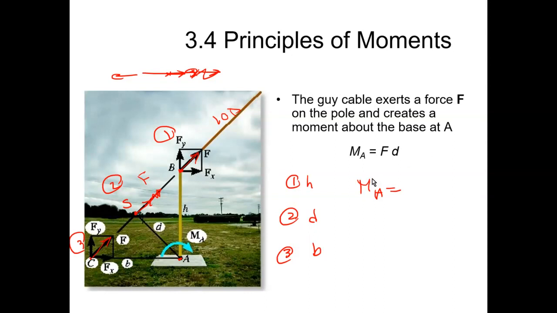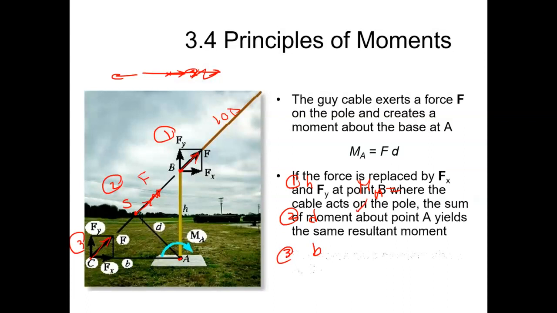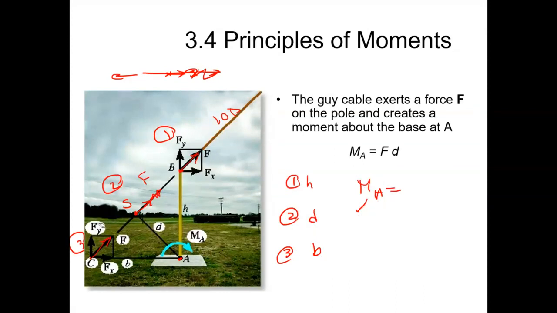So if you want to find that moment as a scalar, it has to be the shortest distance. And the shortest distance is D. So that is the magnitude of the force multiplied by D. It is wrong if I want to write as a scalar, M_A is not equal to F times H. It's not equal to F times B, because neither B nor H is the shortest distance.